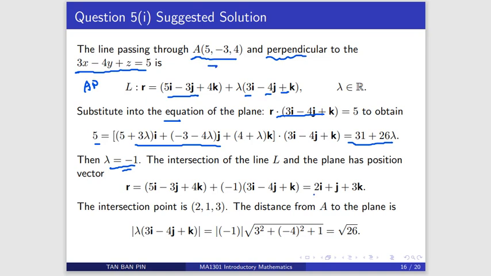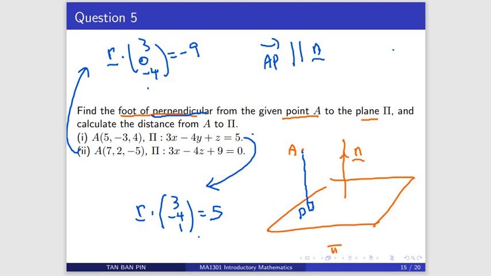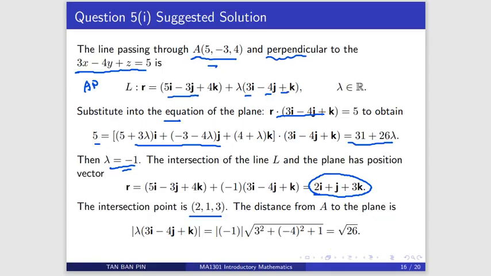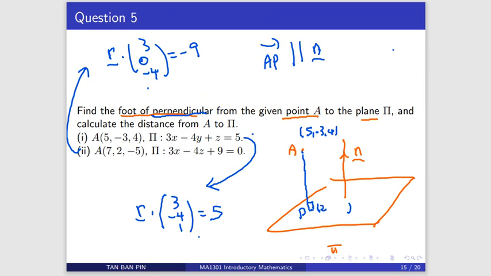And it will give you 2i + j + 3k as the position vector of the foot of perpendicular. So the intersection point is (2, 1, 3). So that means the foot of perpendicular from A to the plane is (2, 1, 3). If A is the point (5, -3, 4), then this will be the foot of perpendicular, which is the answer (2, 1, 3).